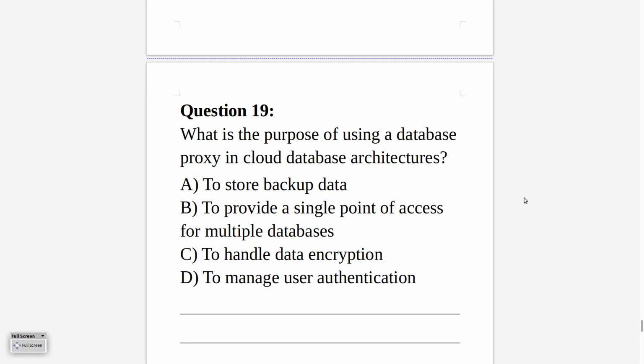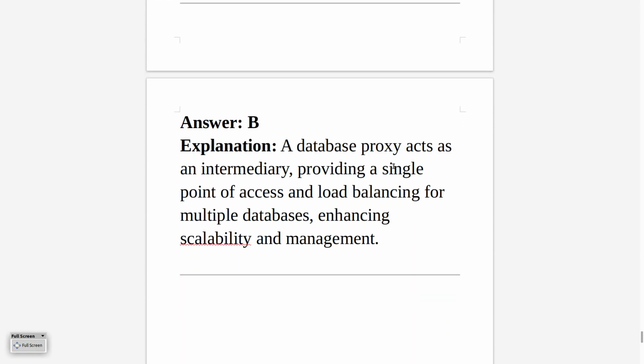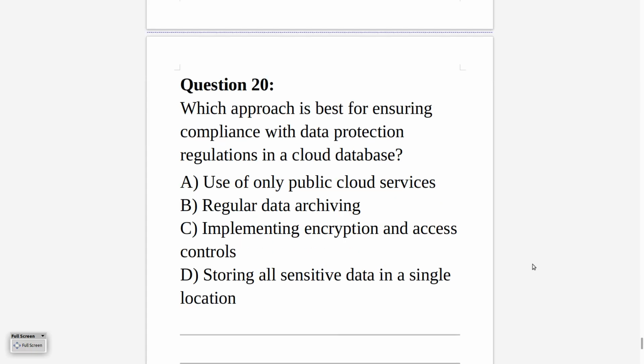Provide a single point of access for multiple DBs. I can't believe it's A. I can't believe it's C. I can't believe it's D. Those are very specific use cases, and I don't know why you'd call it a proxy, but I don't know. Pure guess, right? Let's see what the answer. It indeed is B. A DB proxy acts as an intermediary providing a single point of access and load balancing. Makes sense. It's kind of like a network proxy, right? And load balancing for multiple databases, enhancing scalability and management. Yeah, that makes sense.